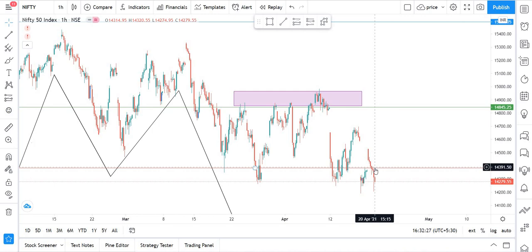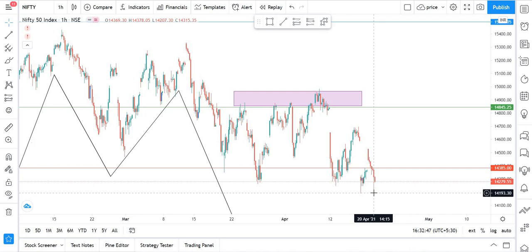So let's see, I have told you to short below this. 14,380 was the level to short, and the market went down till, I think, 207, which was the low for today. So almost we have captured a gain of over 150 points, which was a good enough move.